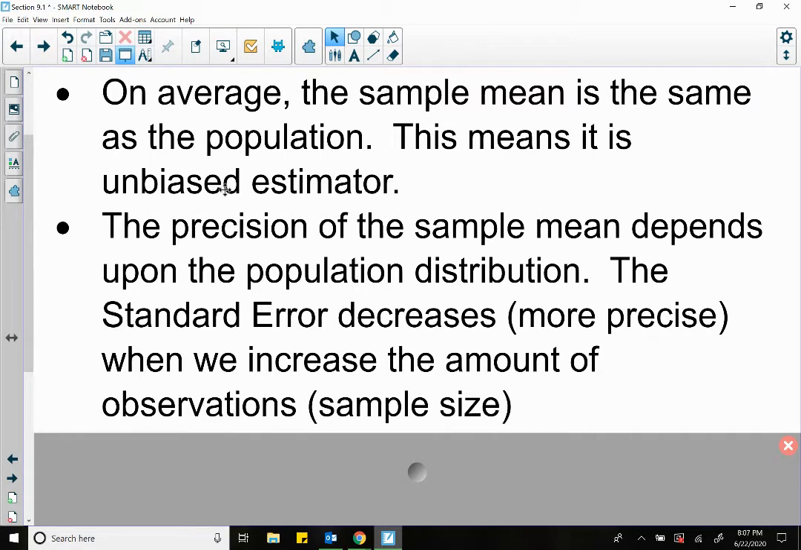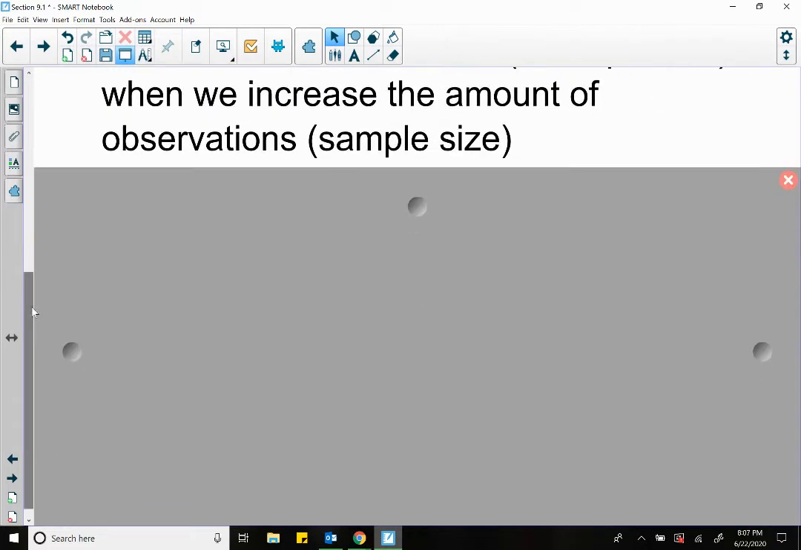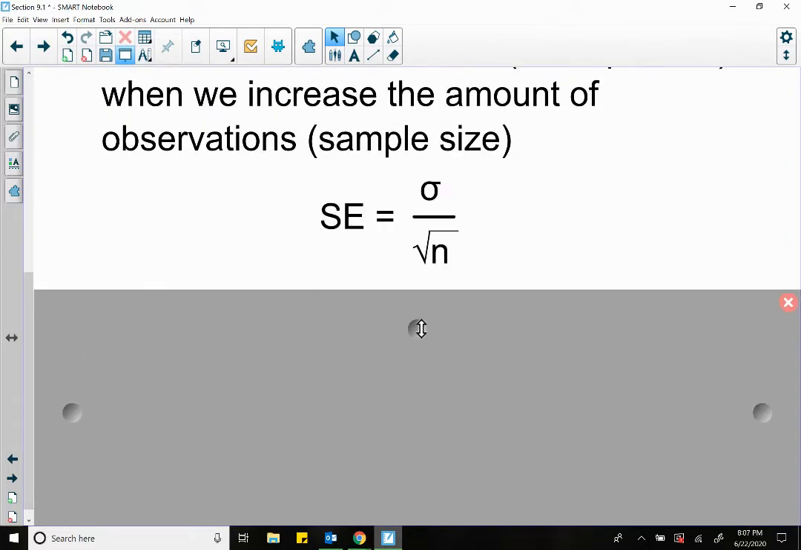These are two things that we like because we want to be unbiased and we want to be precise. If you remember back in chapter 7 when we talked about that, we like to be unbiased and precise. Now, a couple other things. Standard error is found by taking sigma divided by the square root of the sample size. That's how you're going to find your standard error.